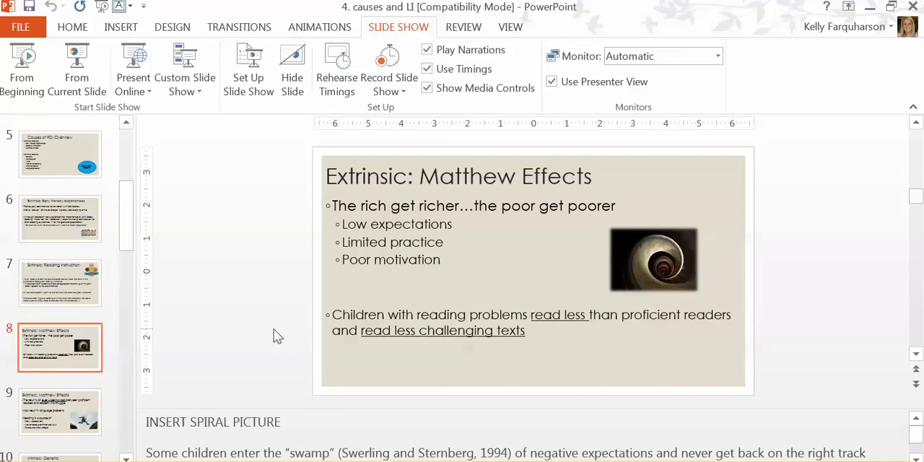And so children who struggle with reading, as we've talked about, don't want to read. They find it difficult, cumbersome and tedious, so they don't want to do it. So they have limited practice because they don't do it, and they have poor motivation, and there's low expectations. Individuals around them don't expect them to become good readers, so there's a low expectation for them to be successful here. So it's this downward spiral of difficulty when they are struggling with learning to read.